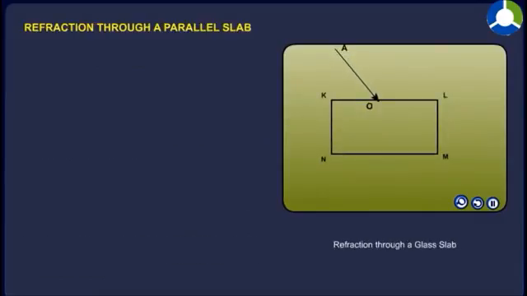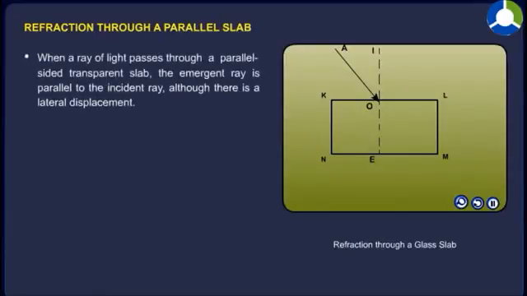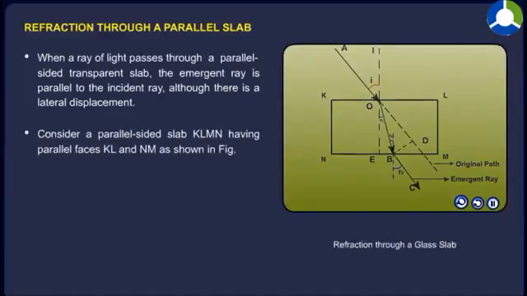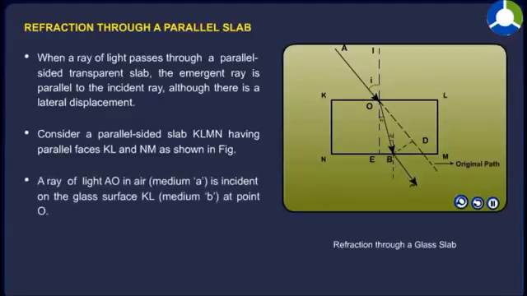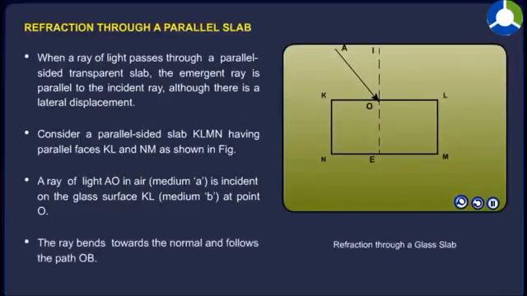Refraction through a parallel slab. When a ray of light passes through a parallel-sided transparent slab, the emergent ray is parallel to the incident ray, although there is a lateral displacement. Consider a parallel-sided slab KLMN having parallel faces KL and NM as shown in the figure. A ray of light AO in air, medium A, is incident on the glass surface KL, medium B, at point O. The ray bends towards the normal and follows the path OB.